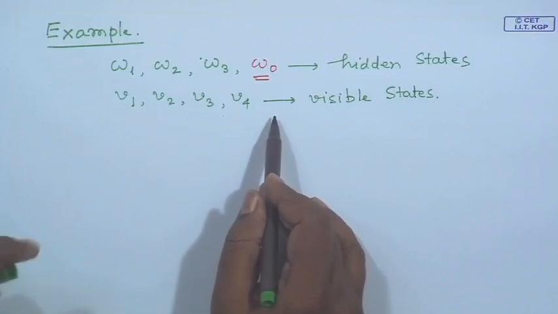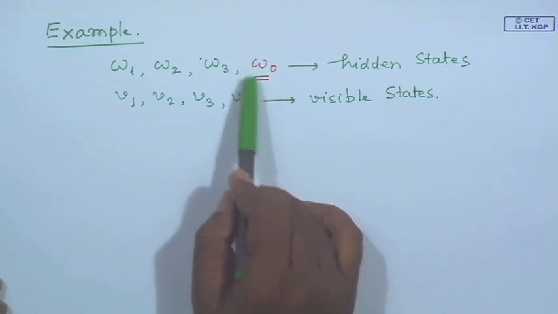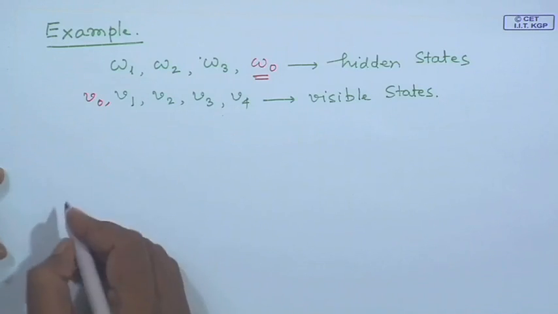And in addition to these visible states, we also said that when the machine is in hidden state omega 0, which is the final state or absorbing state, in that state the machine emits only one visible state. Okay. So, that particular visible state, let us say that it is V 0. So, these are the visible states that I have: V 0, V 1, V 2, V 3 and V 4. And we also have the transition probabilities. So, the transition probabilities A i j.